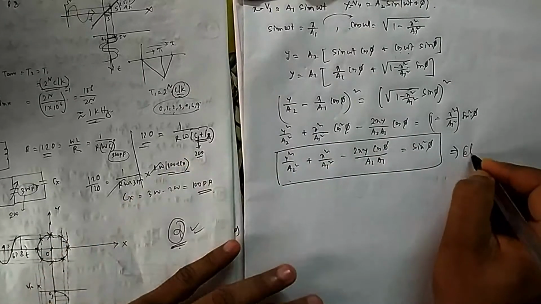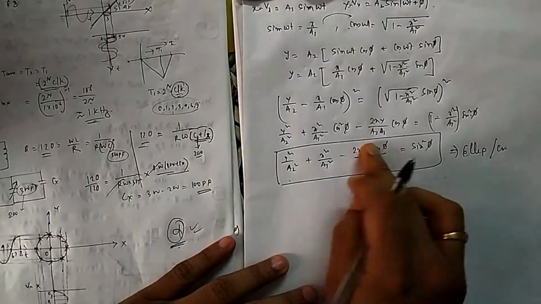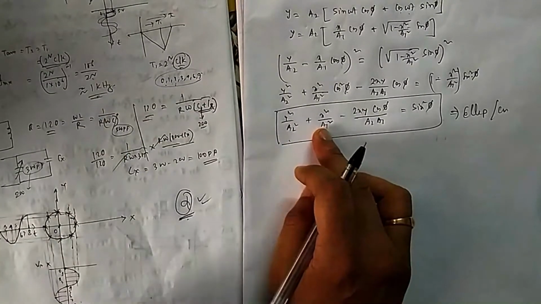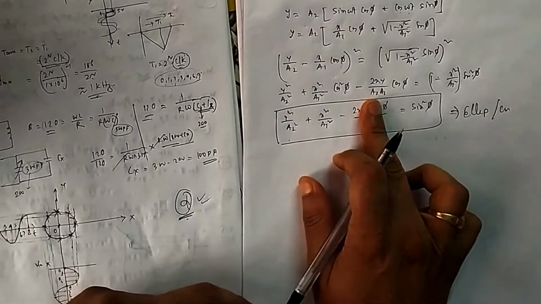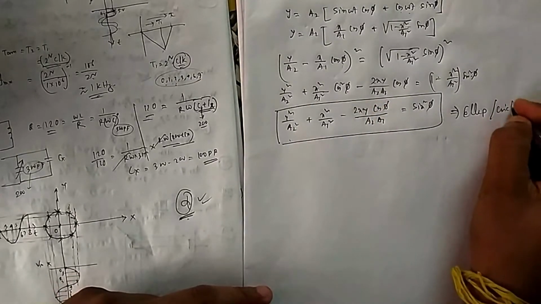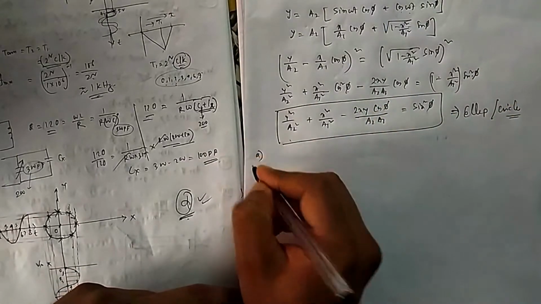So you will always get an elliptical shape, either ellipse or circle, because if this term is 0 then it will be a circle if both these two are equal. If a1 becomes a2 and this is 0, that is cos phi is 0, then it is a circle. So it will be ellipse or circle. Now you start one by one, case by case.